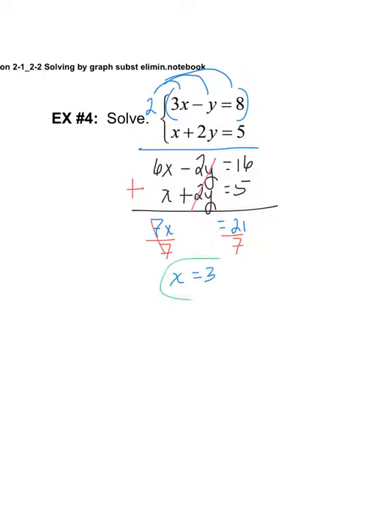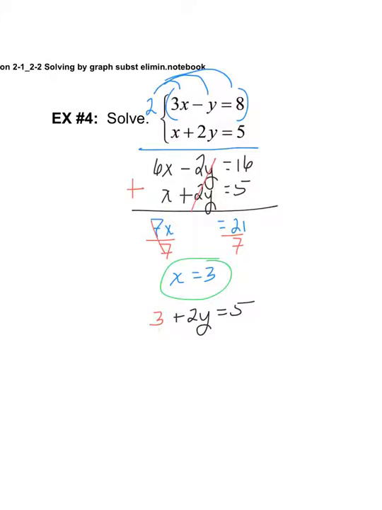Then you need to take this value for x and you have a choice. I can substitute it back into this equation and solve for y, or I can substitute the x into this equation and solve for y. This equation looks easier, so I choose to use equation number 2, and so that's what I'm going to do. So I'm going to take, instead of the x, I'm putting in the 3 plus 2y equals 5. So again, I took this equation here, and instead of the x, I put in a 3.